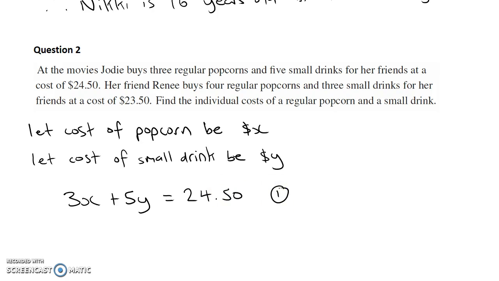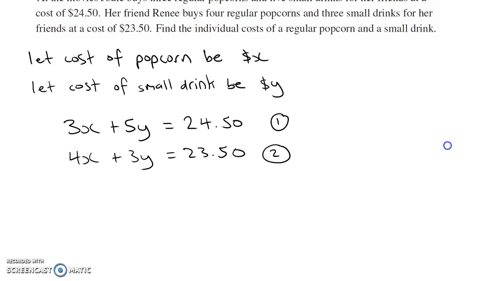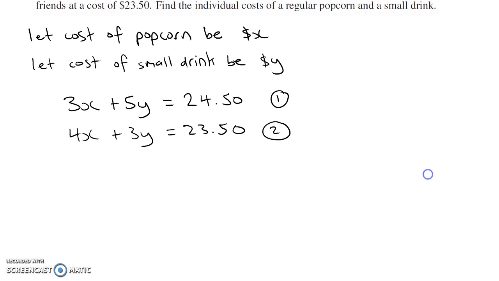Now let's look at Renee. Renee buys 4 regular popcorns, so that's 4X, and 3 small drinks, so 3Y. That adds up to $23.50. So we'll call that equation 2. So we've written down 2 equations from the information given. Our next step is to solve those equations simultaneously to find X and Y.